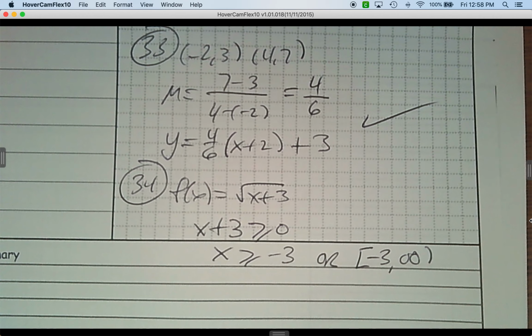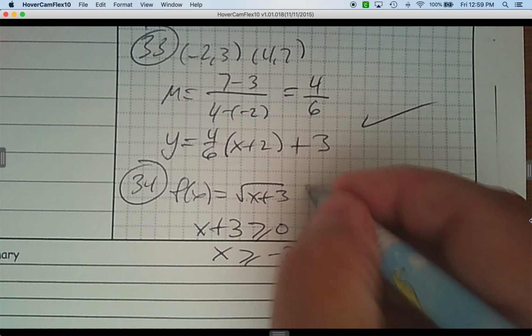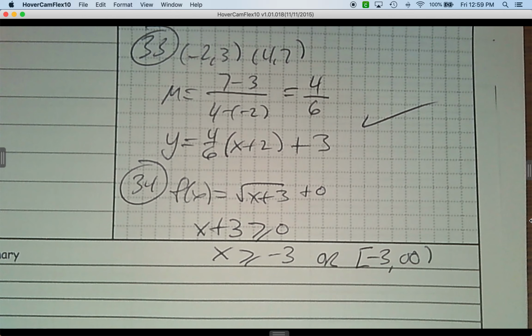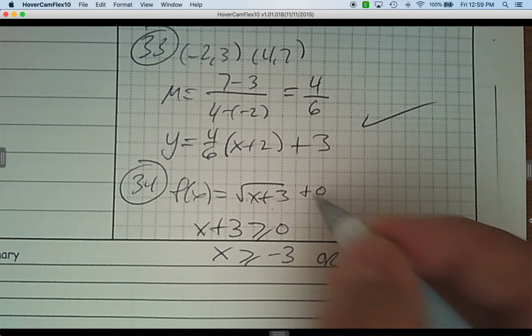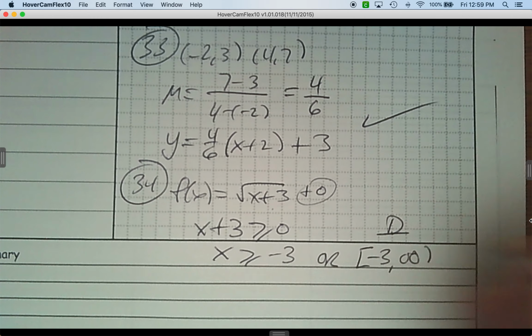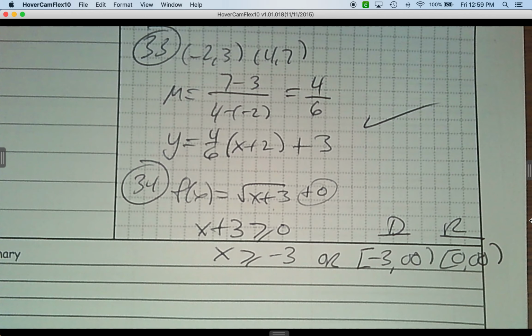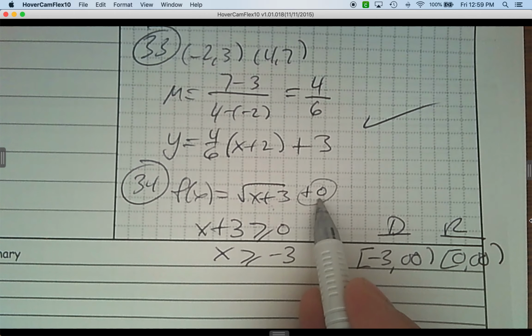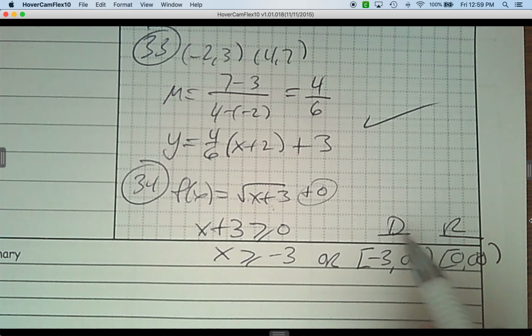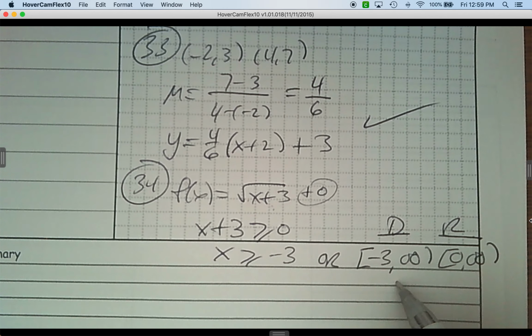Oh, and did it say the range as well? Oh, and range. Well, for this square root function, I need to know it's increasing from this answer. So if I think of the h and the k, this will help me with the range, that 0. So the domain is that. The range goes from 0 to infinity. So we have our h and k for our square root function that helps us with the domain and range. Knowing that it's increasing helps as well.